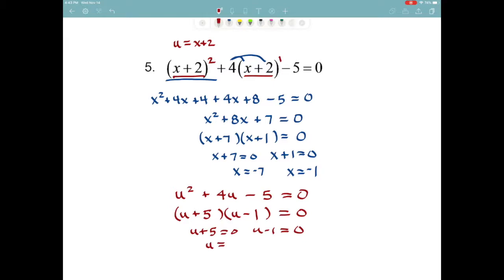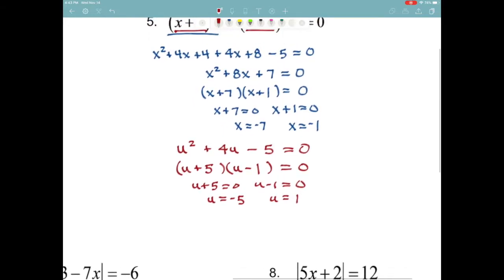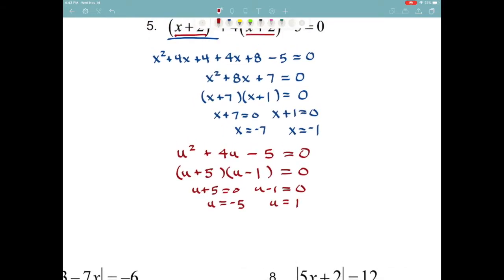And you end up with u equals negative 5 and u equals 1. Now remember, we're solving for x. Those are just values for u. The next part of this then would be to take our statement that we said where u equals x plus 2, and we're going to take these values of u and we're going to substitute them in and solve it.